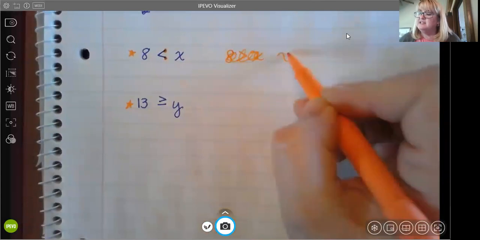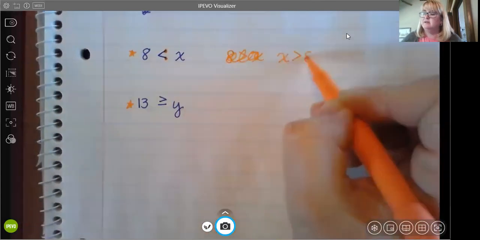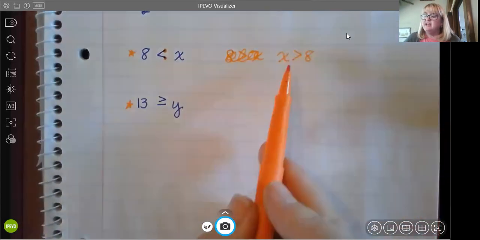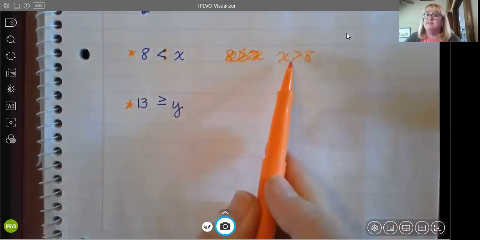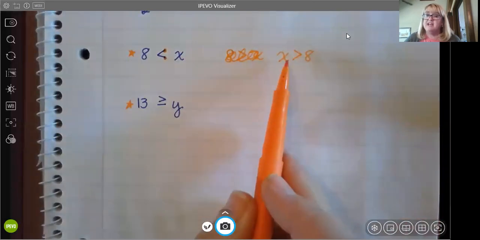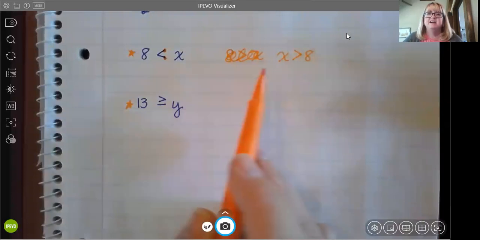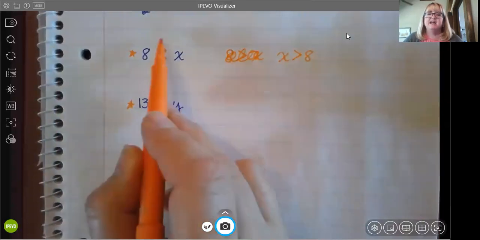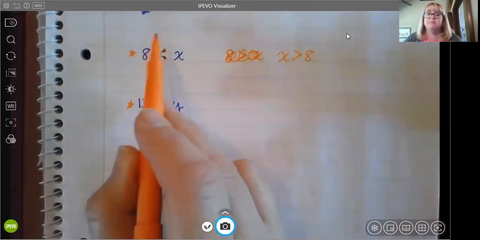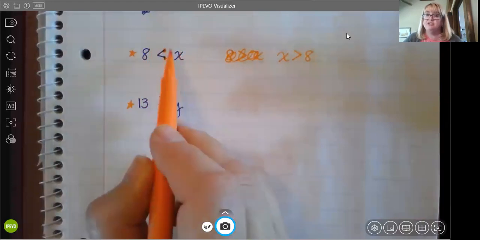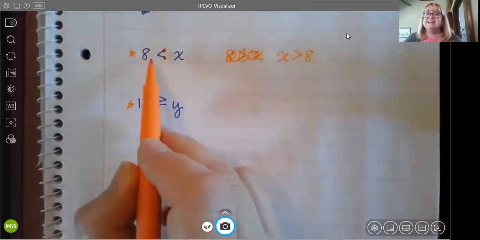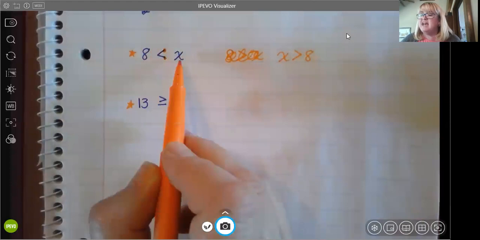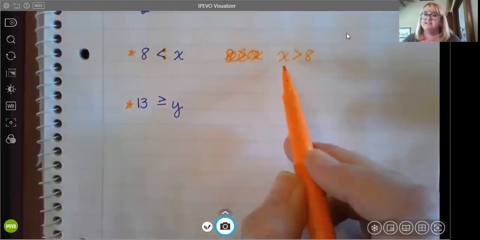Okay, so the big sign of the inequality sign points to the X. I hope that made sense. If I move this over to the other side, if I switch their places, I have to switch the sign too, because 8 is less than X. So that means X is greater than 8.